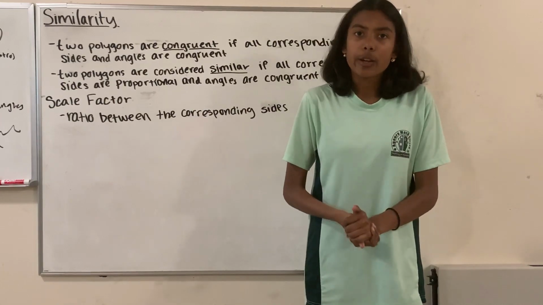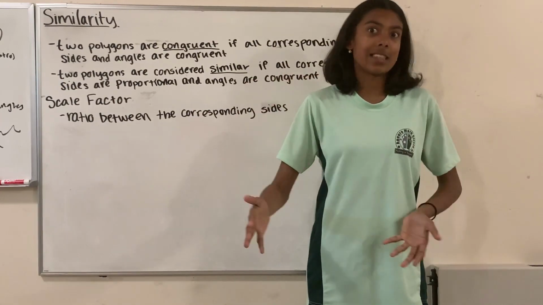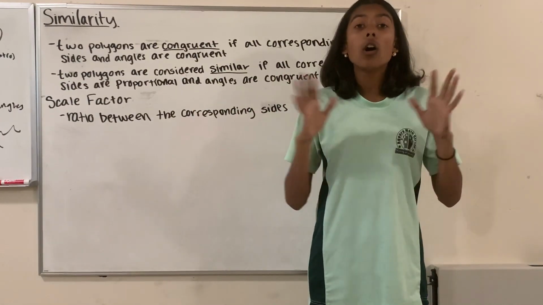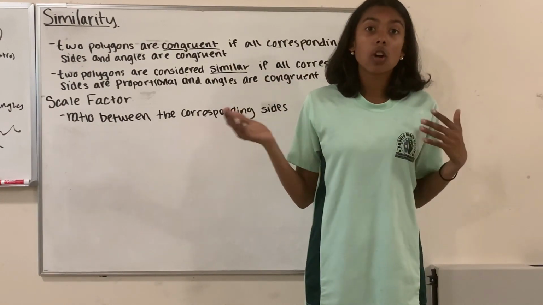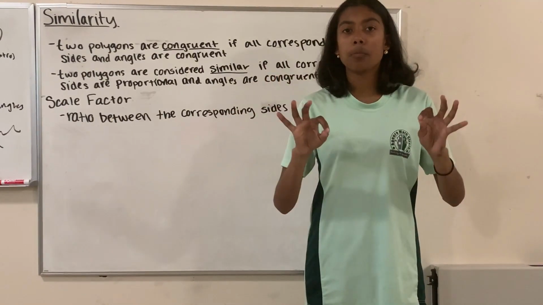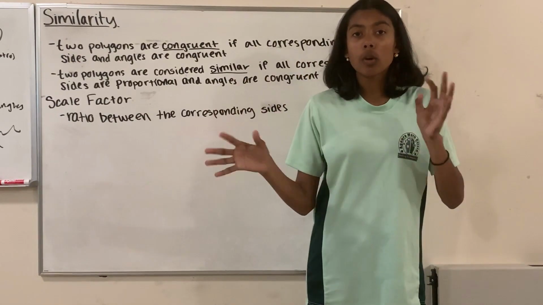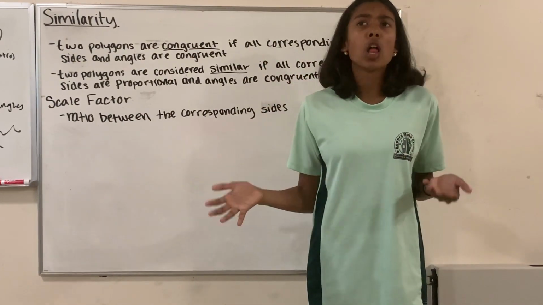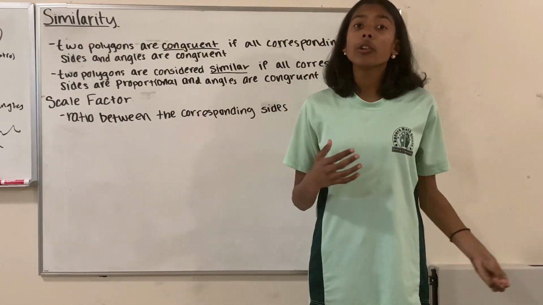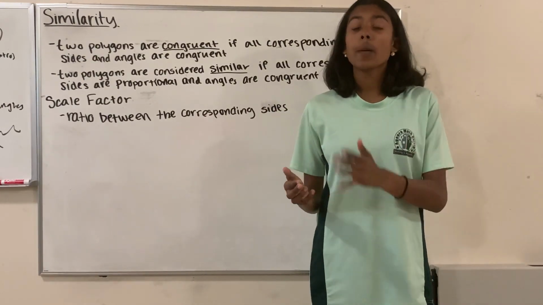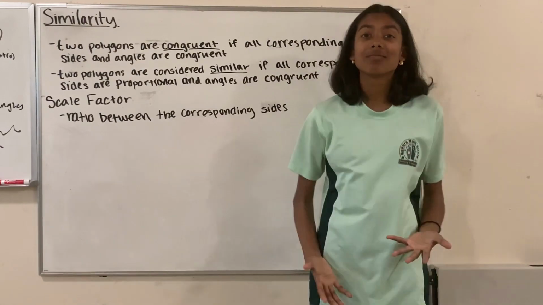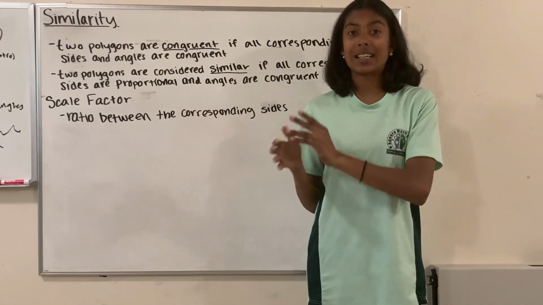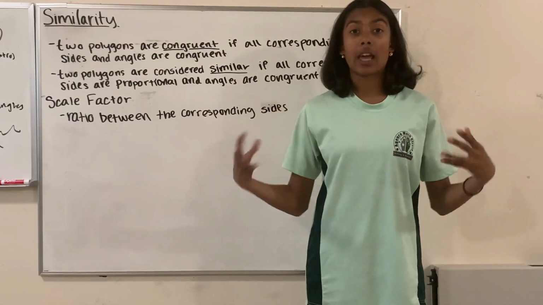And then there's similarity, which is sort of like congruence, but sort of isn't. It's basically when all of the corresponding angles are congruent. Remember how I said corresponding? Corresponding, that word is important. And the sides in similar polygons aren't necessarily congruent, but they're proportional. So they have a ratio between the corresponding sides, and that ratio is called the scale factor.